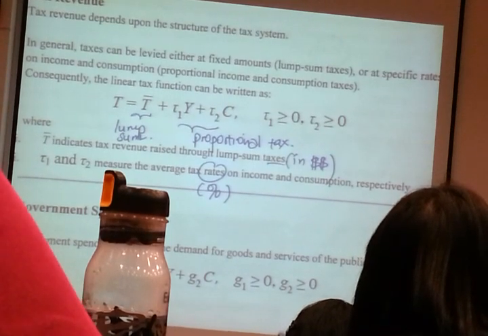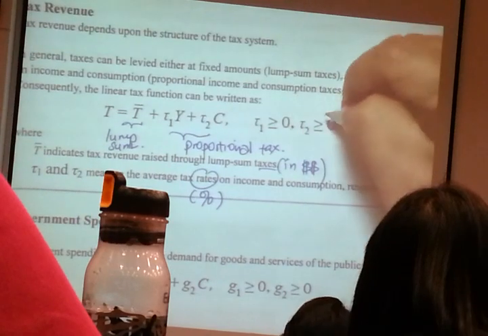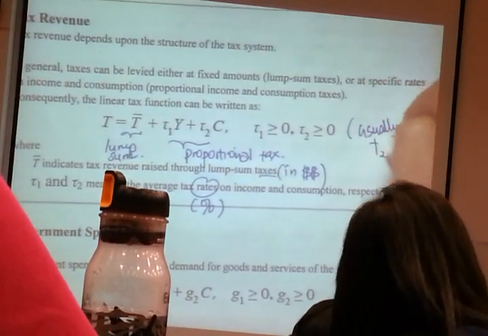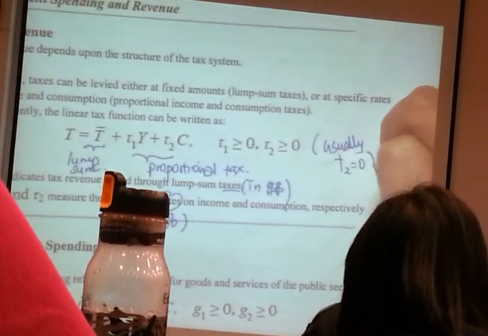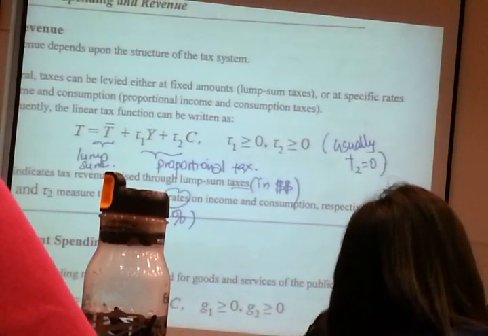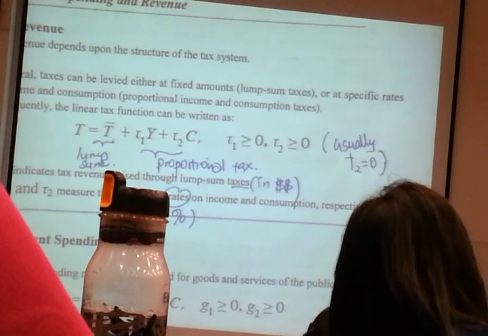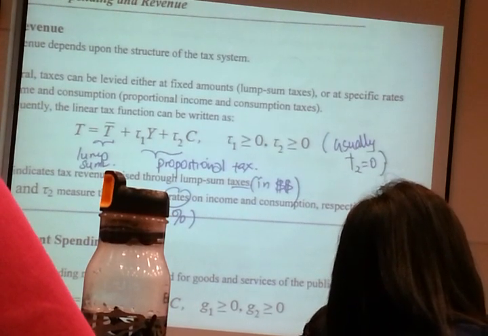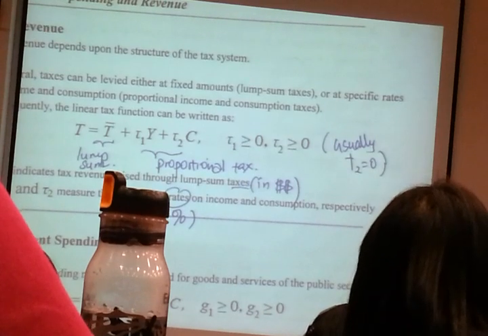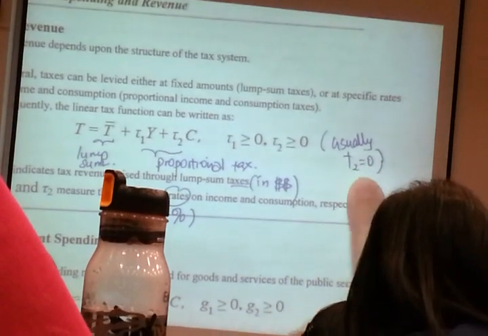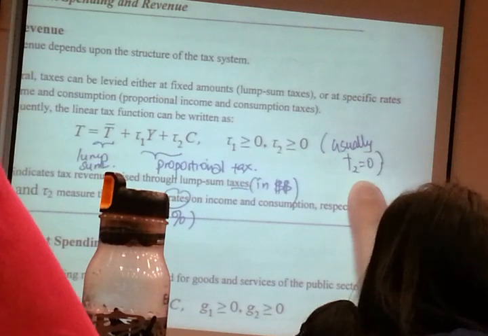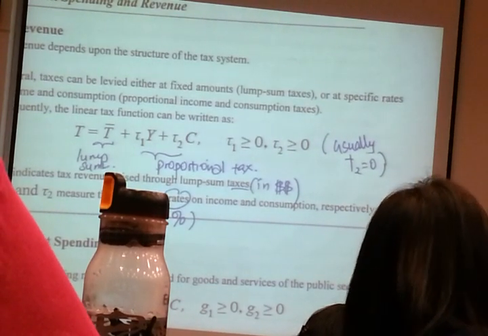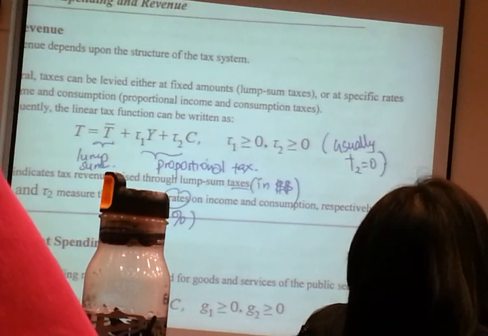Now, you may be glad to know that in our syllabus, we usually assume T2 is 0. We usually don't discuss consumption tax. We will stick with lump sum and income tax. But we've seen in tutorial 1, the examiner in part C would like to change to consumption tax. But in our discussion, we'll leave it as 0. But those of you who are adventurous, try it out yourself.